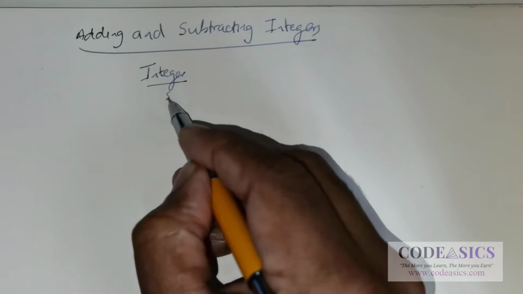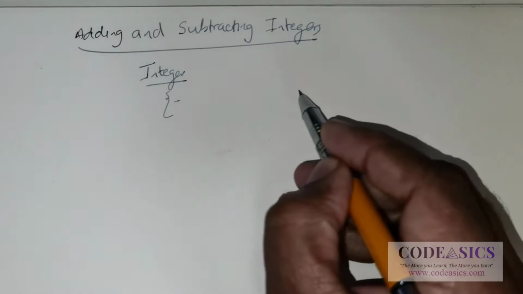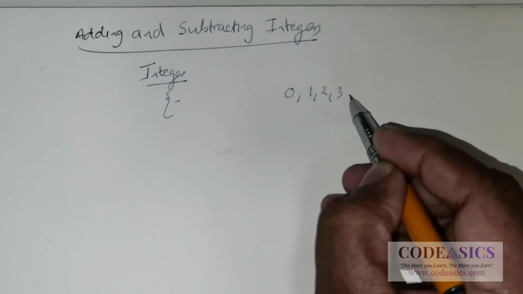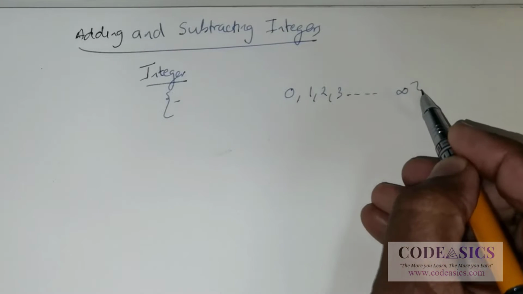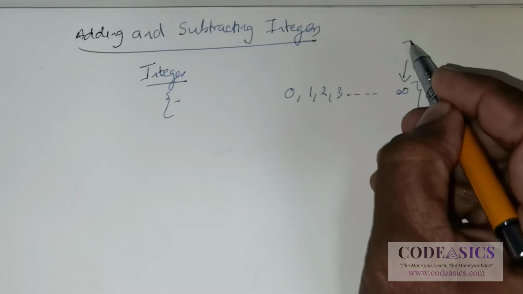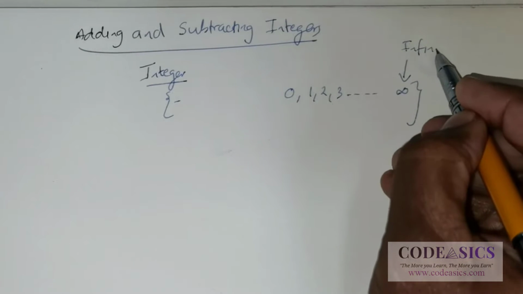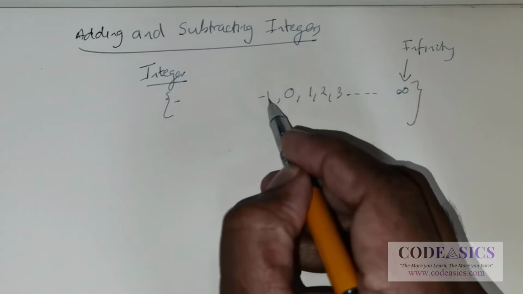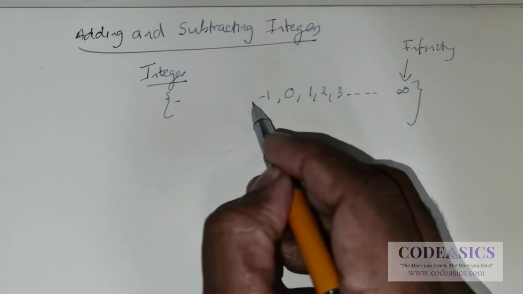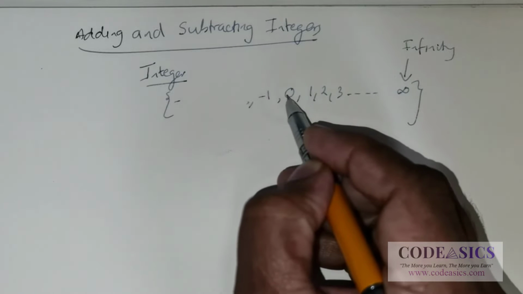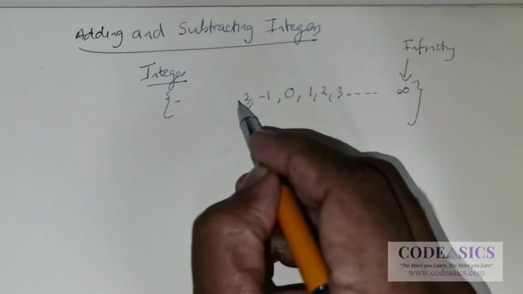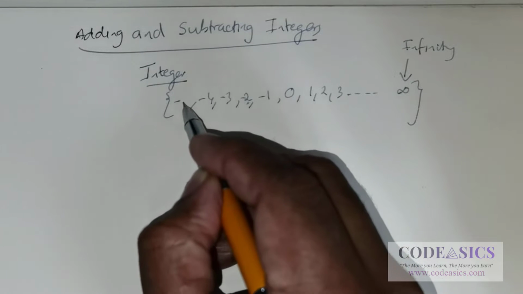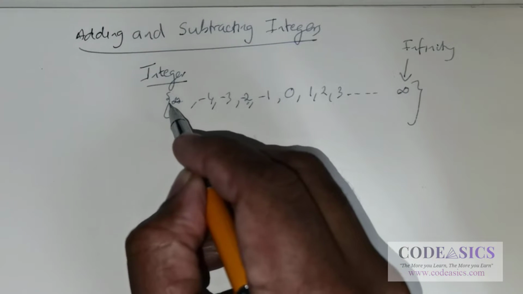Now integers are numbers which go from 0, 1, 2, 3 and up to infinity. This quantity is called infinity. And on the left, it also goes to negative infinity. So it's going to be 0, -1, -2, -3, -4, and it goes up to negative infinity.